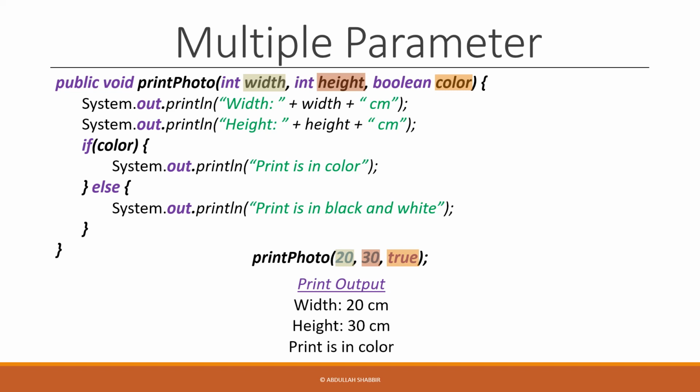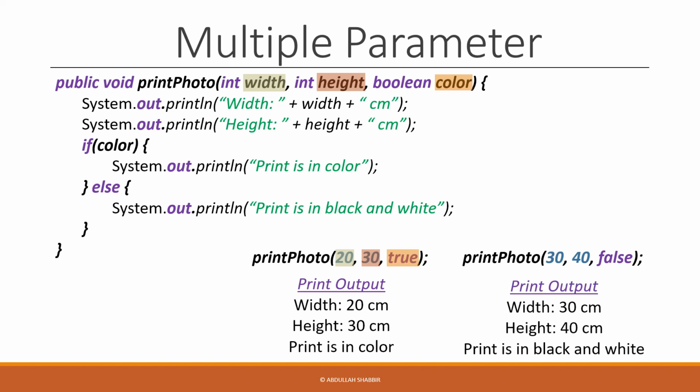This time we pass 30, 40, false, and our first argument 30 is matched to our first parameter width. Our second argument 40 is matched to our height, and our third argument false is matched to our third parameter color. Java will see these arguments and enter the function definition and will print out 30 cm for the width, 40 cm for height, and as our third argument is false, it will print out that the print is in black and white.